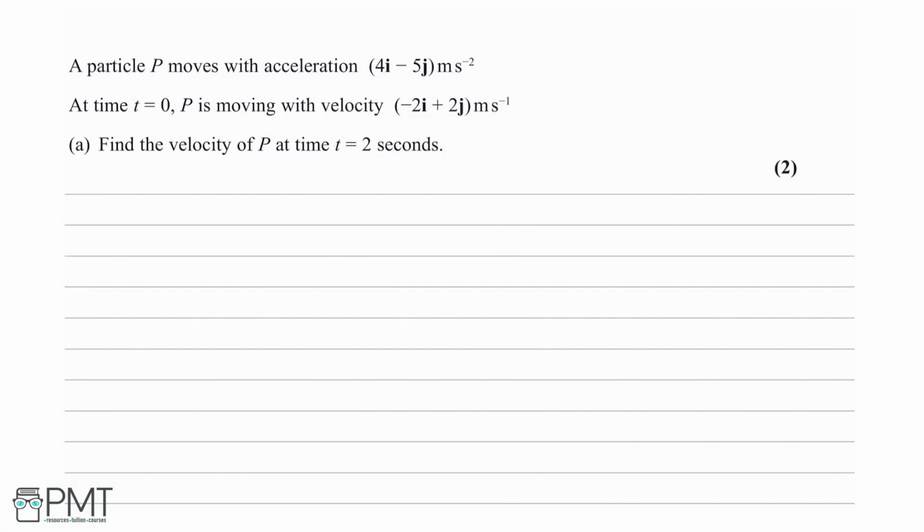We are told a particle P moves with acceleration 4i minus 5j meters per second squared. At time t equals 0, P is moving with velocity minus 2i plus 2j meters per second. And part A has asked us to find the velocity of P at time t equals 2 seconds, and this part is worth 2 marks.